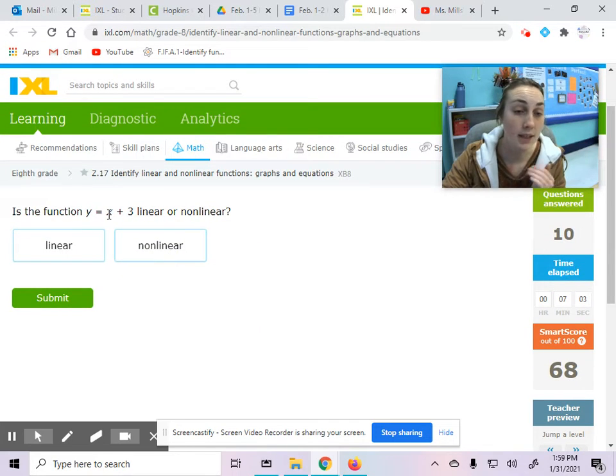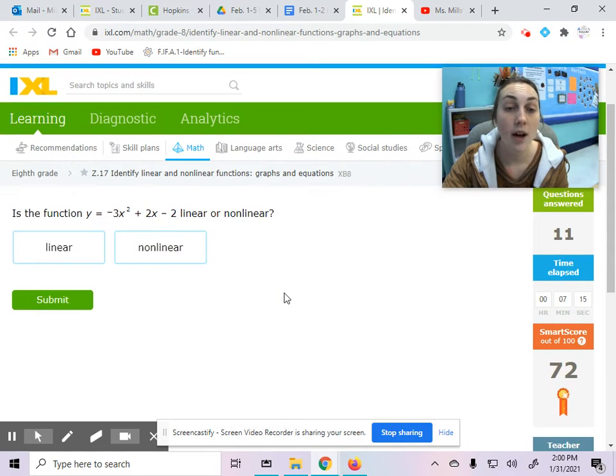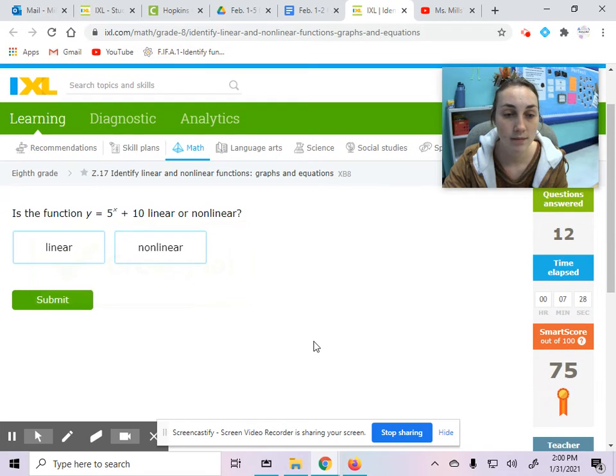Same thing here. This satisfies y equals mx plus b because our slope is 1, because if you have an x by itself, you can automatically assume there's a 1 in front of it. And our y-intercept is 3, so this is linear. Alright, so we got something that's a little weird. But, again, here we have that pesky little exponent. If you see that exponent there, it's never going to be a linear function. Alright, same thing here. 5 to the x power, that x should not be an exponent. So this can't be linear.